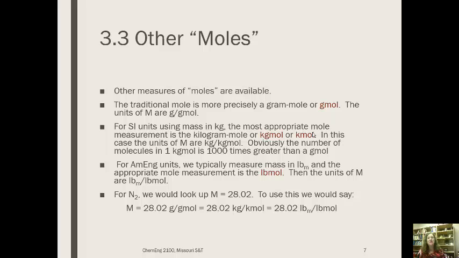But we also want to be able to work in those English or American engineering units. Now we typically measure our mass in pounds mass, and the appropriate mole measurement is a pound mole. So the units for the molecular mass are going to be pounds mass per pound mole.